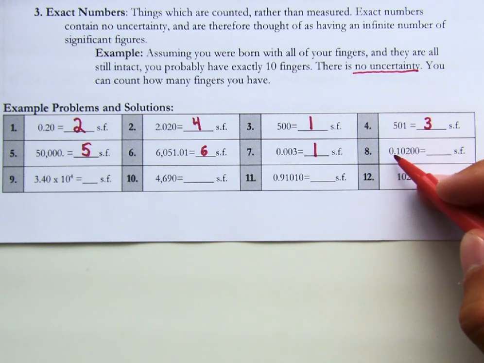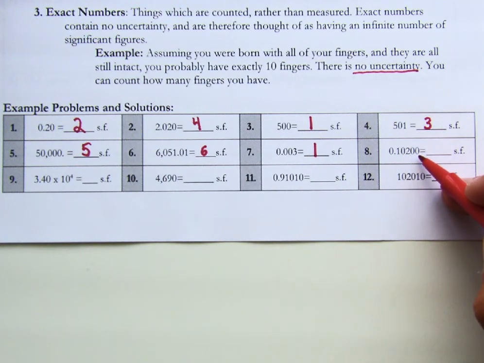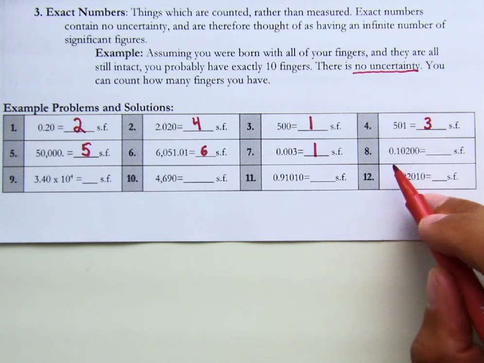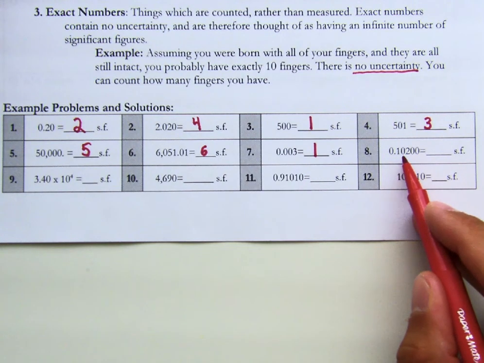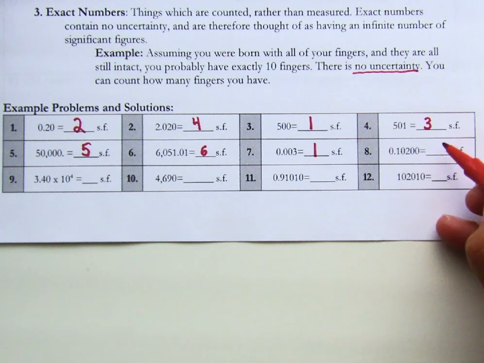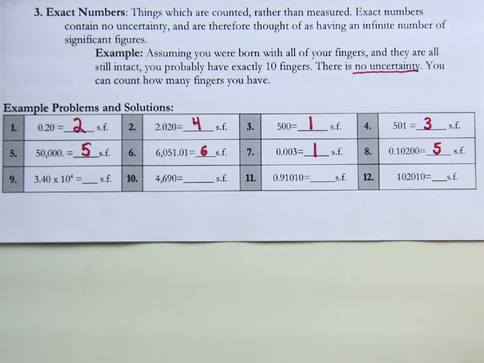Leading zero, not significant. Here is a captive zero, which is significant. And then these are trailing zeros. Trailing zeros are significant if the number has a decimal point in it. And look at that, we do have a decimal point. So this has one, two, three, four, five significant figures. The only figure that's not significant is the leading zero.